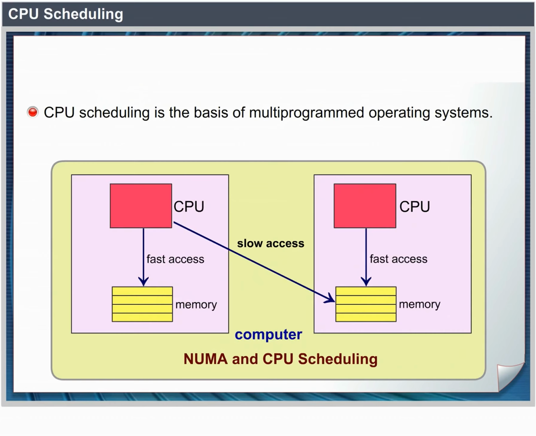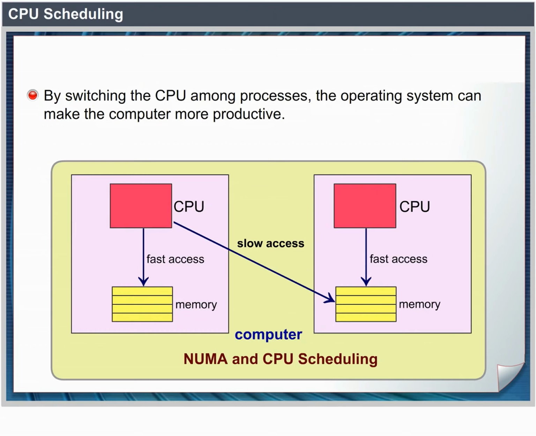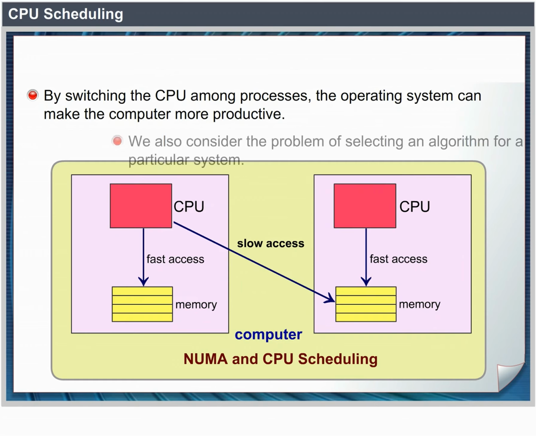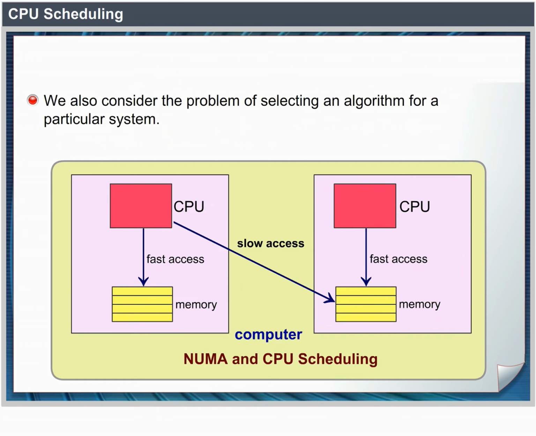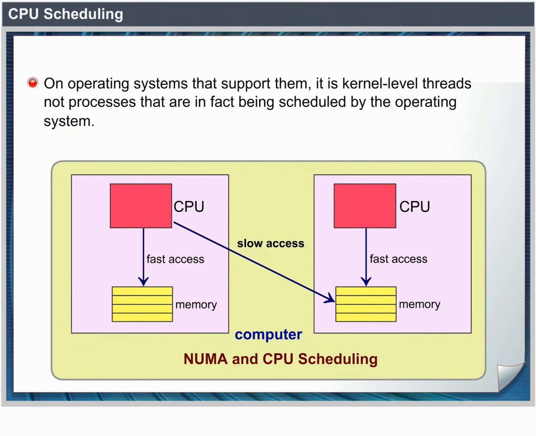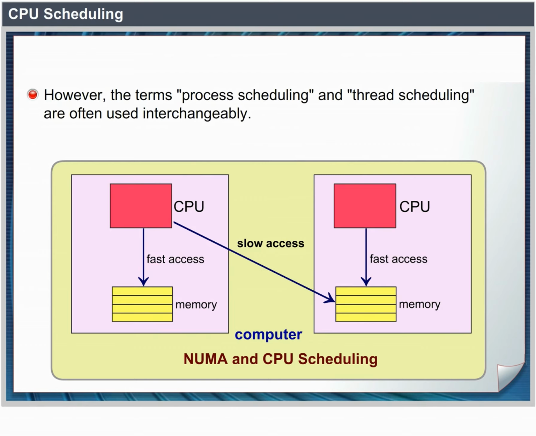CPU scheduling. CPU scheduling is the basis of multiprogrammed operating systems. By switching the CPU among processes, the operating system can make the computer more productive. We also consider the problem of selecting an algorithm for a particular system. On operating systems that support them, it is kernel-level threads, not processes, that are in fact being scheduled by the operating system. However, the terms process scheduling and thread scheduling are often used interchangeably.